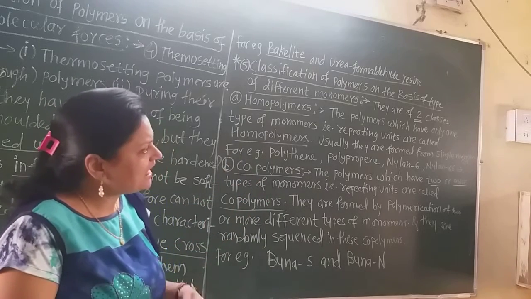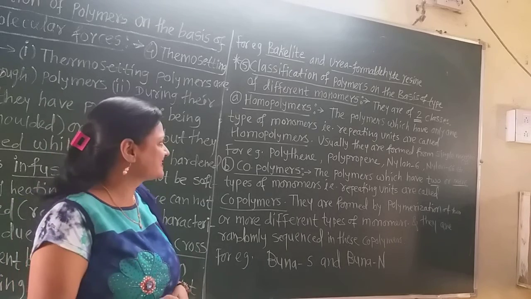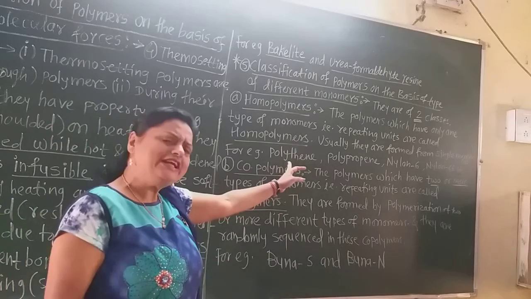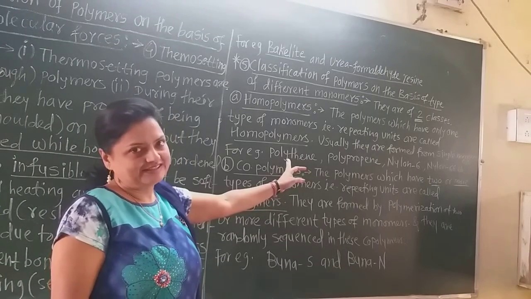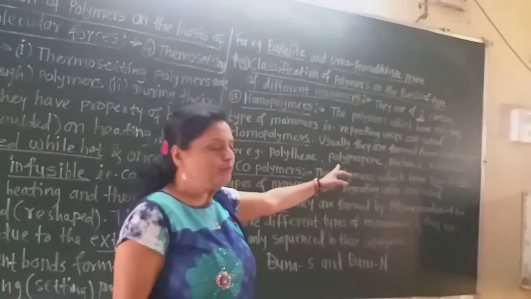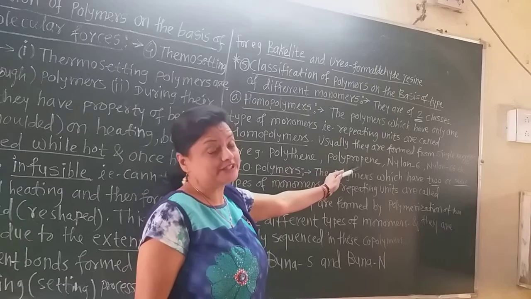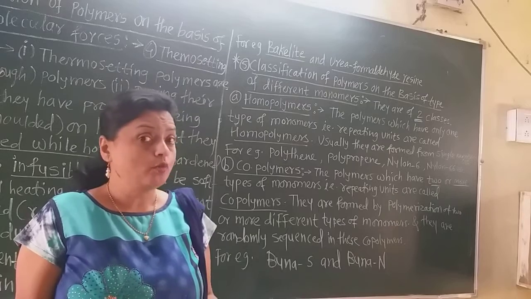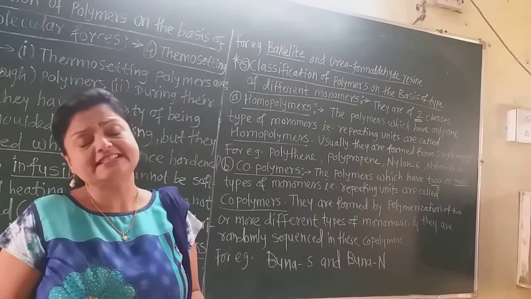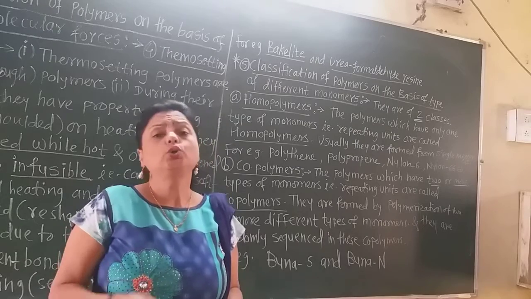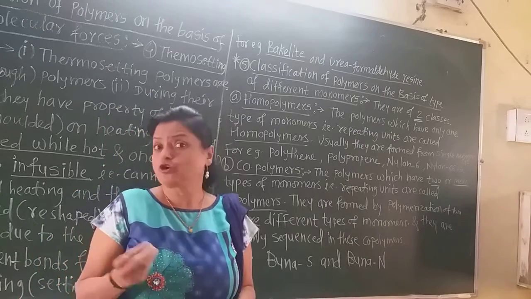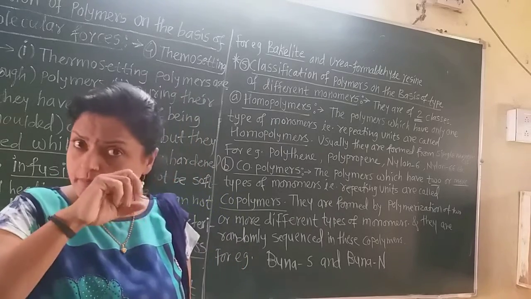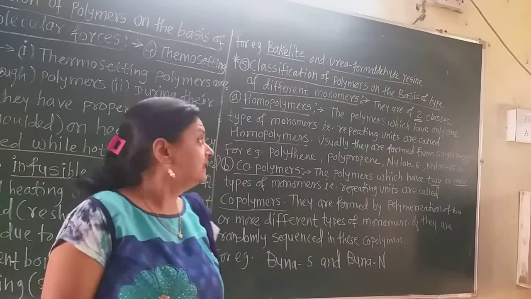The polymers which have only one type of monomer or repeating unit are called homopolymers. Usually they are formed from single monomers, and the best examples of homopolymers are polythene, where only ethene molecules are there, that is the single monomer. Again polypropene, which means only propene molecules are present. Nylon 6, you know that there are only epsilon caprolactam monomers in nylon 6. Nylon 66 is another example, but in it there are two different types of monomers in sequence. So there is the homogeneous nature of these polymers.